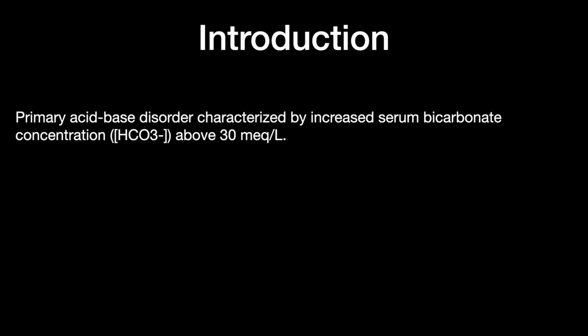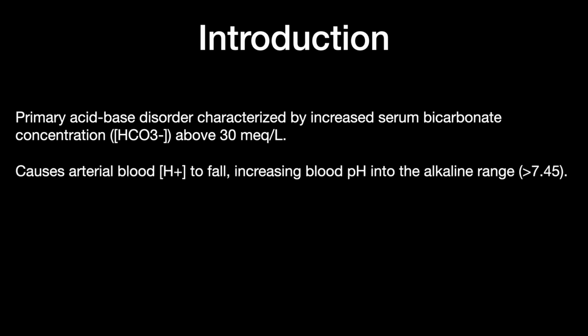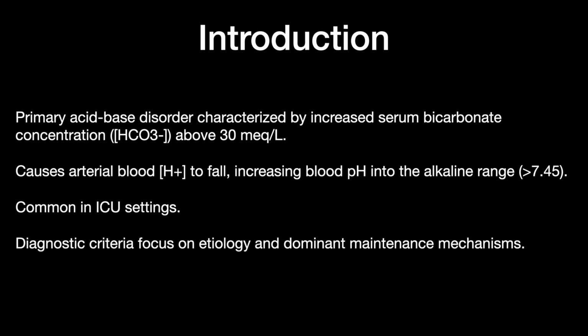Hello and welcome everyone. Today we'll be discussing an important topic, that is metabolic alkalosis. A primary acid-base disorder characterized by increased bicarb and a pH of more than 7.45 is considered as metabolic alkalosis. It is very common in the ICU setting, and the diagnostic criteria focuses on finding the etiology and the dominant maintenance mechanism. When you know this, you can try to treat the condition.